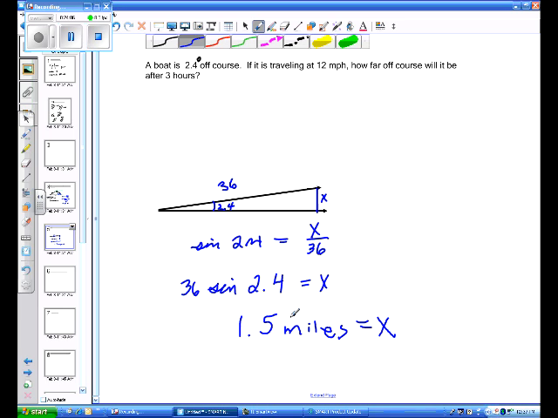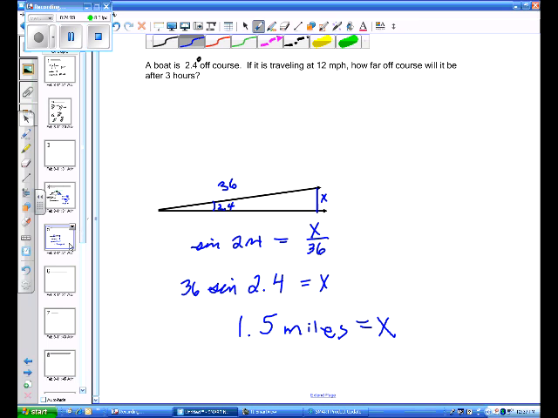And you can then see how important it is if you were a plane and you were traveling a lot faster, then you would be much further off course just by being off just a few degrees.